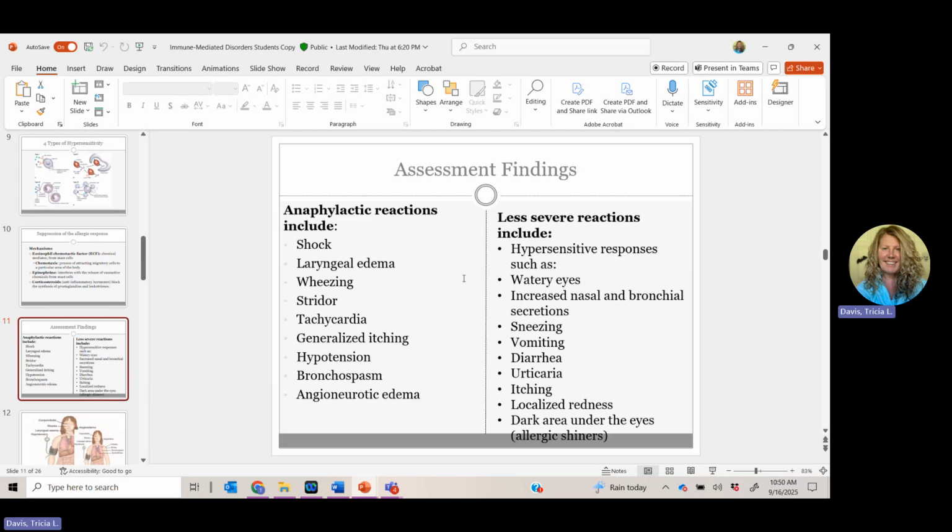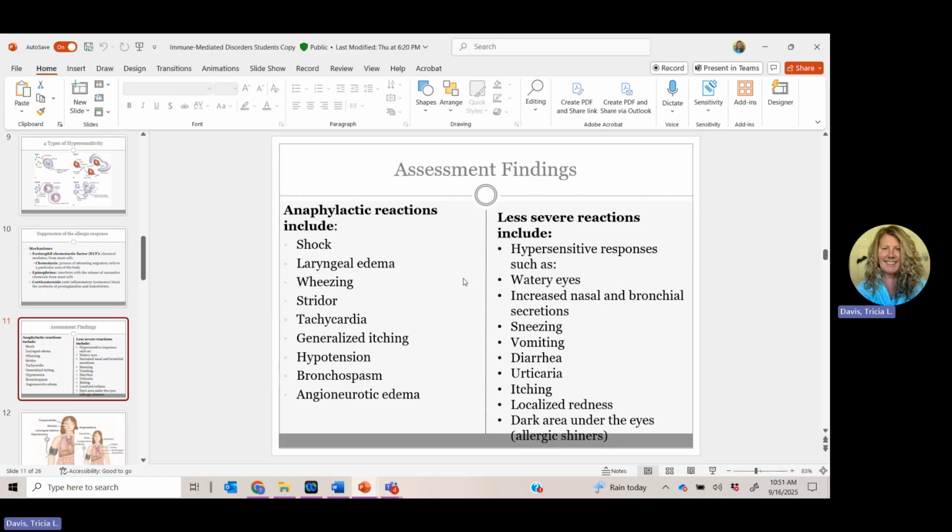All right, so definitely want to know assessment findings for anaphylactic reactions and our less severe reactions. So anaphylactic reactions: shock, okay, because we have this systemic vasodilation, so we don't have proper blood flow to our organs. Laryngeal edema, wheezing, stridor that you can hear without a stethoscope. You don't even have to be in the room to hear that. Tachycardia, because we have this massive vasodilation, so the body's trying to fix things. Maybe some general itching, hypotension, bronchospasm, and then angioneurotic edema. So thinking about that facial swelling.